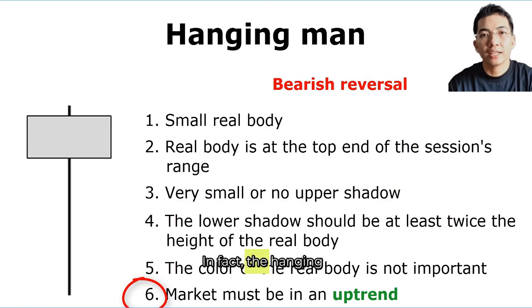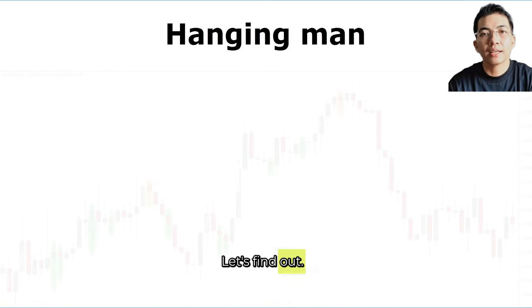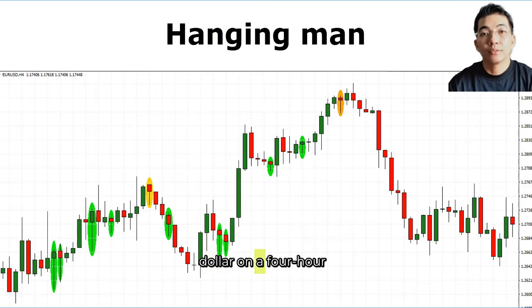In fact, the hanging man appears when the market is in an uptrend. Does it make a huge difference? Let's find out. Here we have euro-dollar on a 4-hour chart. I have highlighted in green all the candlesticks that have the same shape of a hanging man, but that do not respect the last condition.